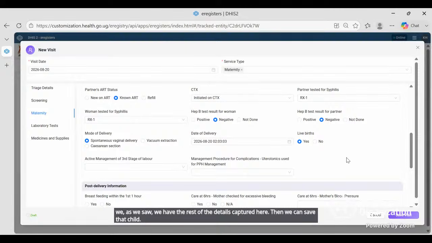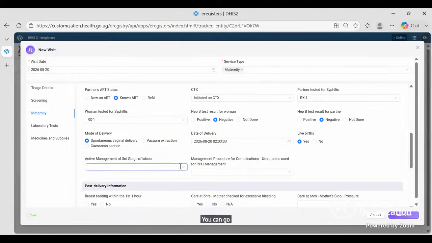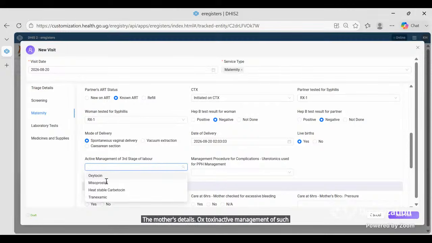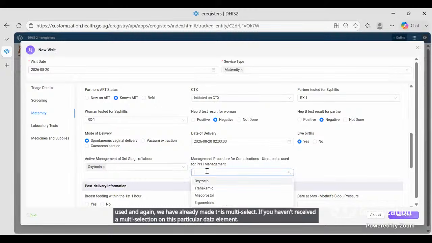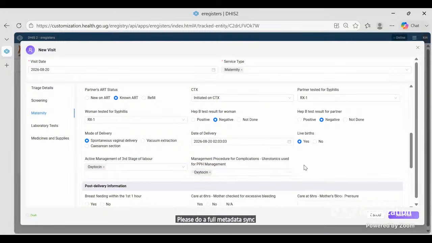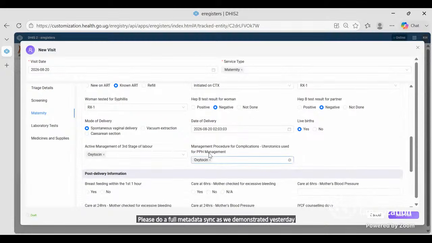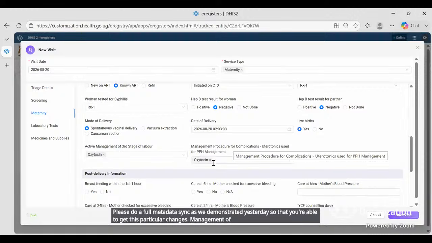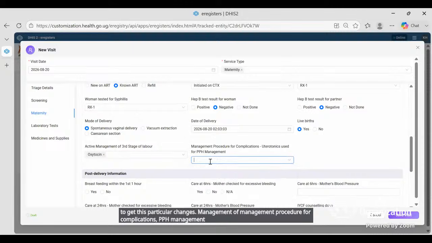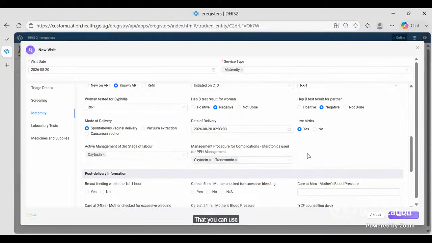Now, once you have saved the child, you can go ahead and continue entering the mother's details. Oxytocin, active management of third stage of labor, what was used, and again, we have already made this multi-select. If you haven't received a multi-selection on this particular data element, please do a full metadata sync as we demonstrated yesterday, so that you're able to get these particular changes. Management procedure for complications, PPH management. We've also made this multi-select because there was a request that you can use more than one.